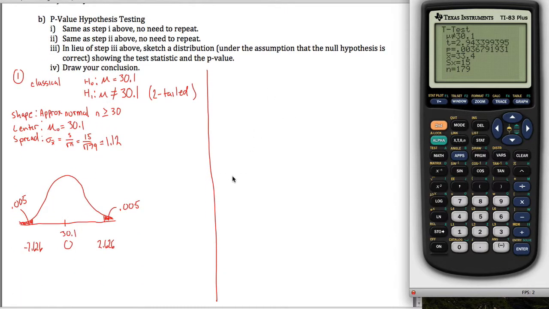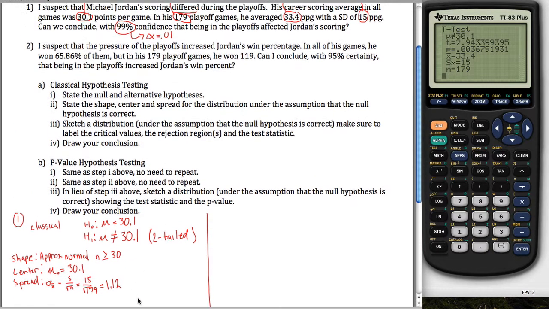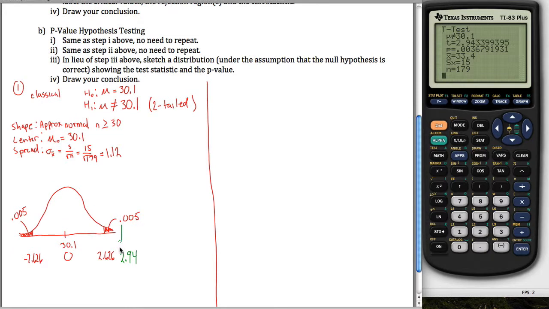And what it tells you is that our test statistic is 2.94. In other words, somewhere out here, we have this value of 2.94, which corresponds with 33.4 points per game. And this point is in the rejection region. If I made this a little bit longer, we could have seen it better. This test statistic in green is in the rejection region in red.